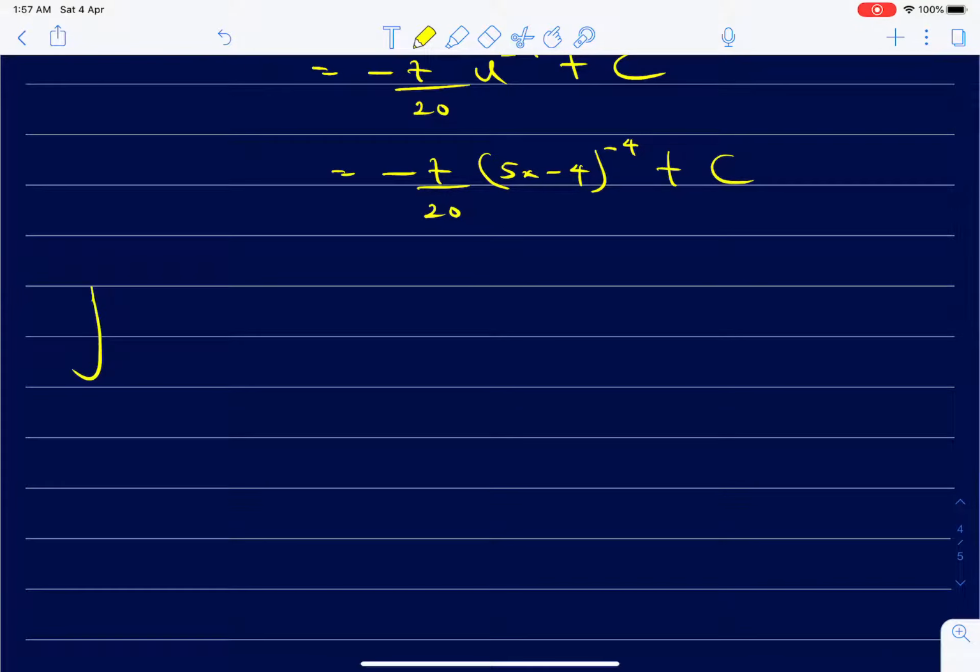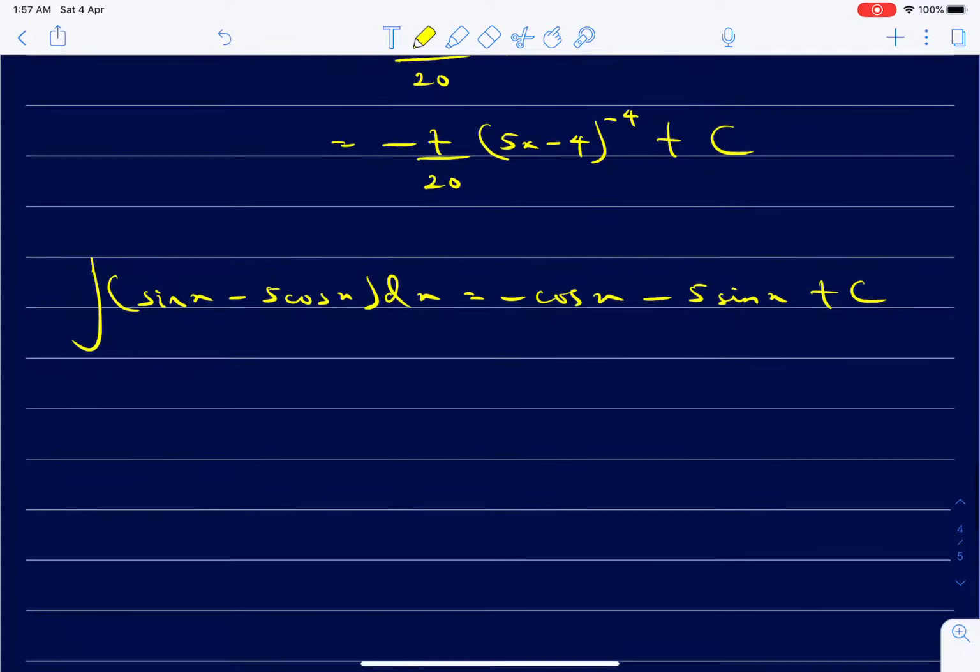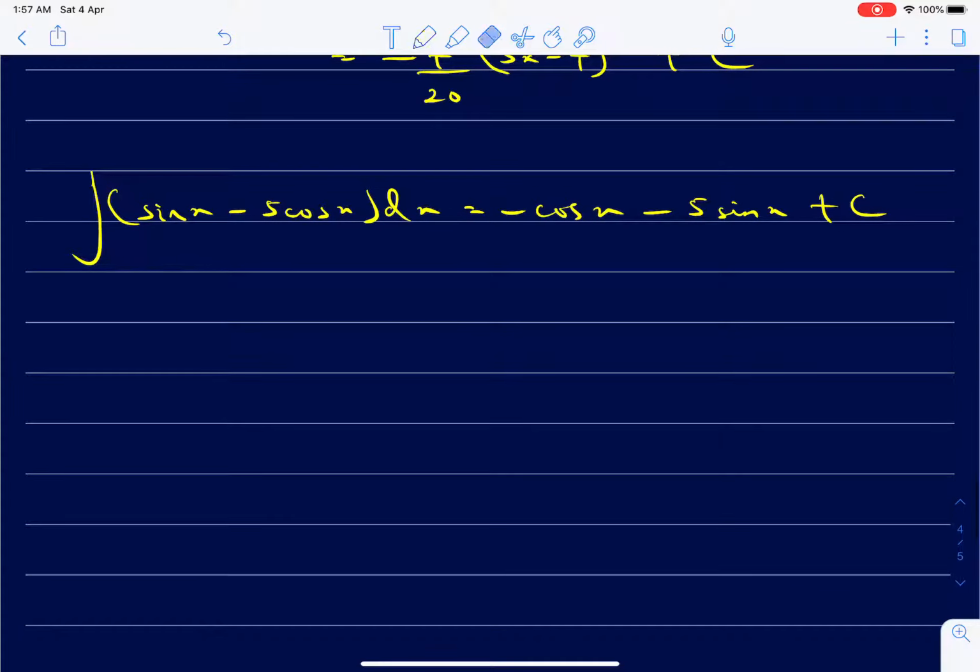Evaluate the integral of sine x minus 5 cos x with respect to x. That's the same as minus cos x minus 5 sine x plus c. And we go to the next.